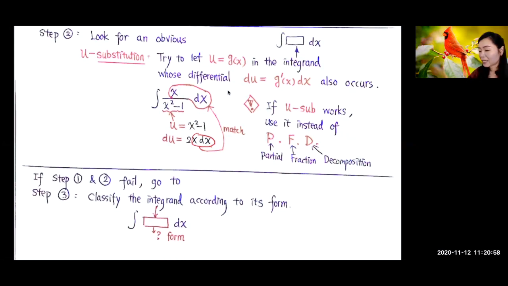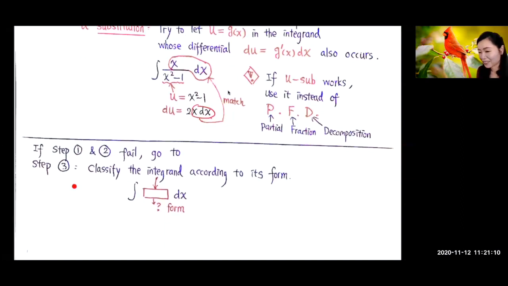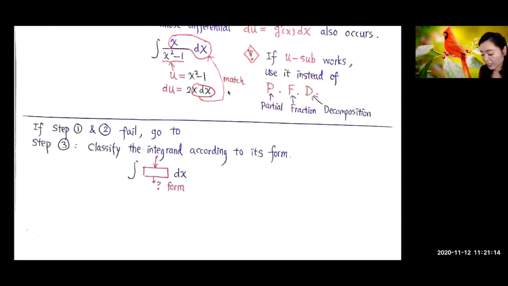Now, what happens if steps 1 and 2 fail? When I was in the classroom, students would always say, well, go on to step 3, right? Yeah. So if steps 1 and 2 fail, we certainly go to step 3, okay? So we're going to look at the function that we integrate, which is called the integrand. We look at that and see what form it is.